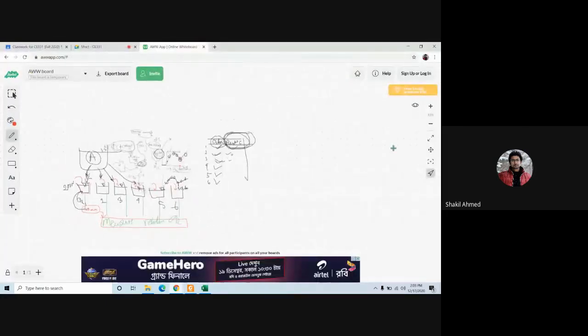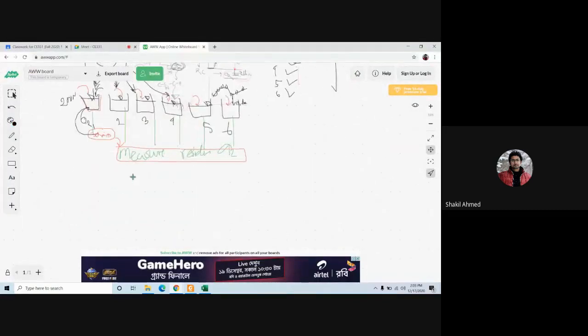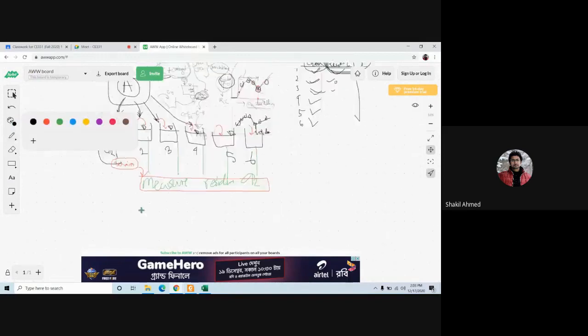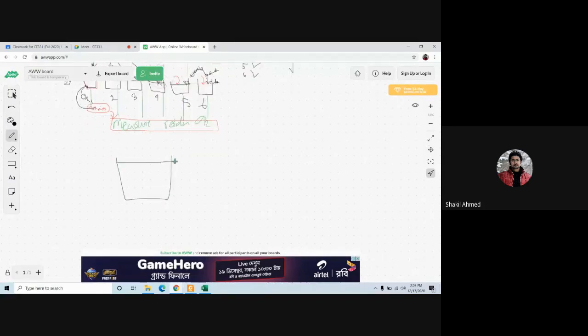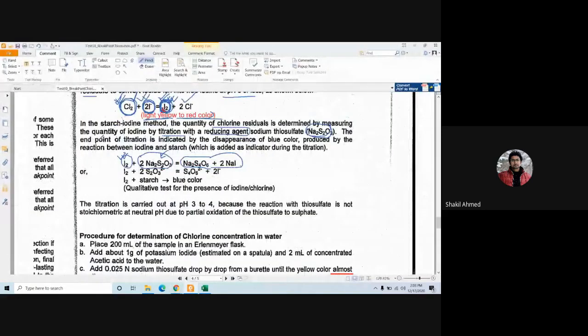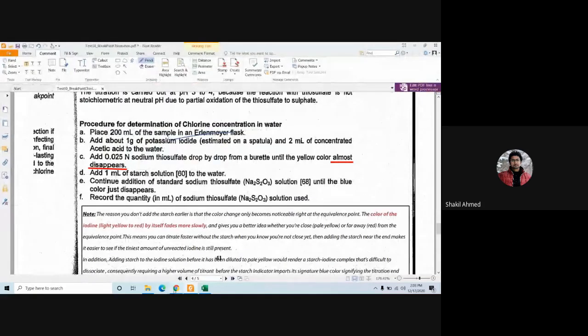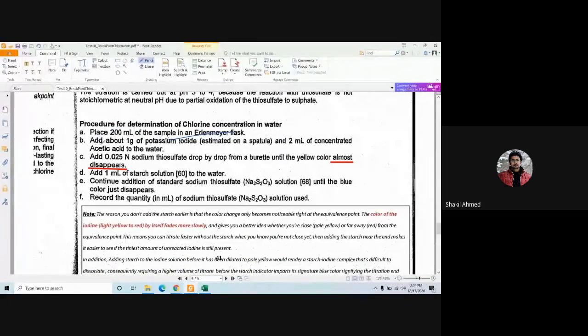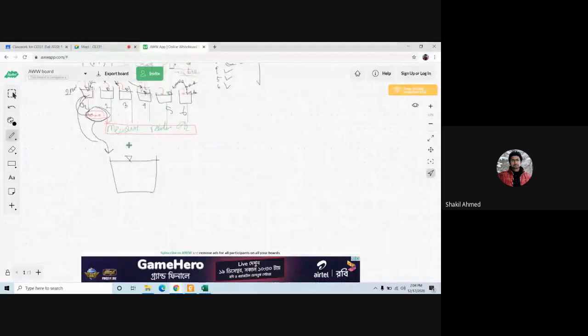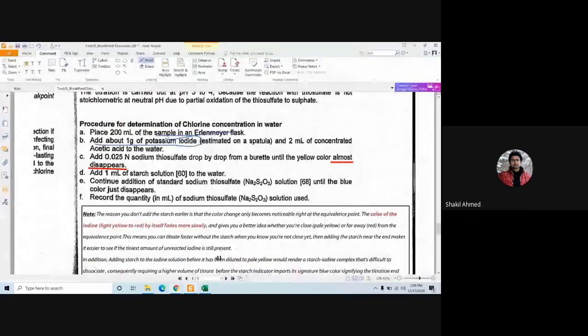That means this sample, after 30 minutes, you took this sample here. Any sample, for example, sample 1. Now, what you have done? You have placed 200 ml of the sample, after the 30 minute contact time, in an Erlenmeyer flask. Add about 1 gram of potassium iodide and 2 ml of concentrated acetic acid to the water. You added 1 gram of potassium iodide and 2 ml of concentrated acetic acid here.